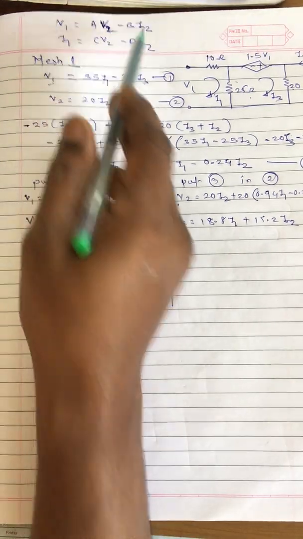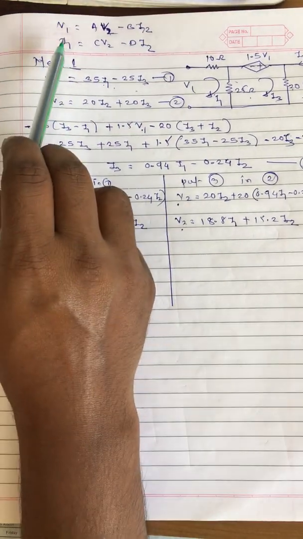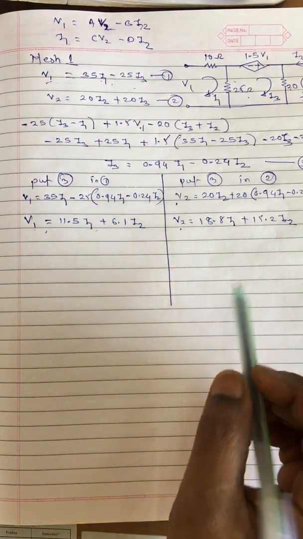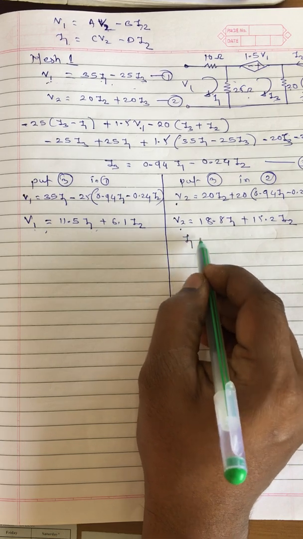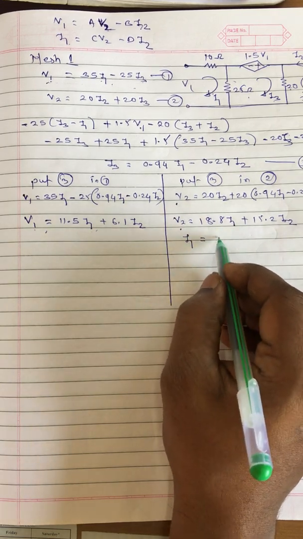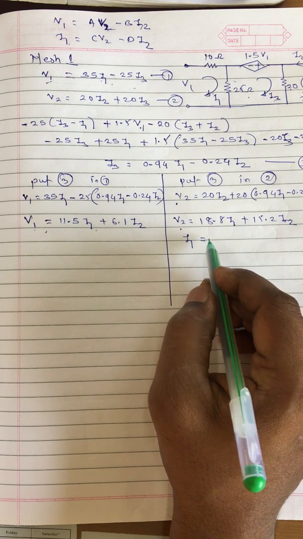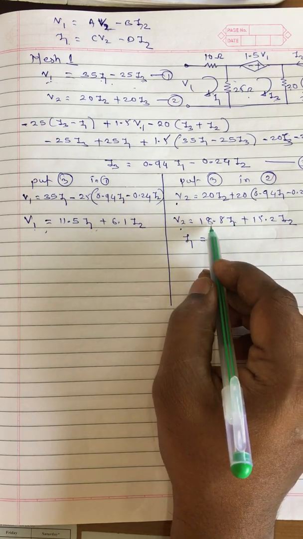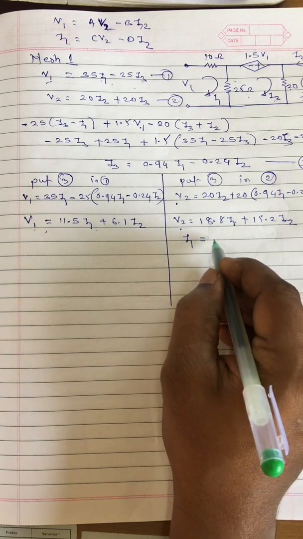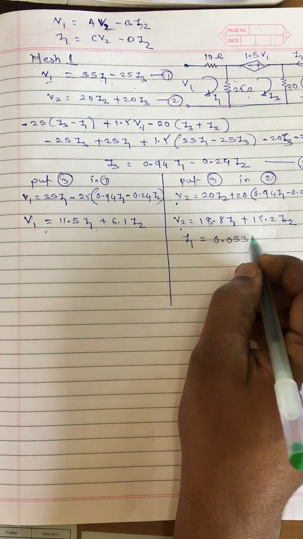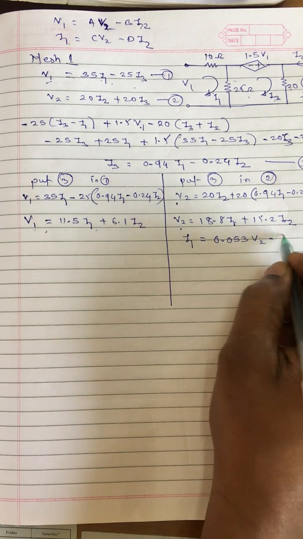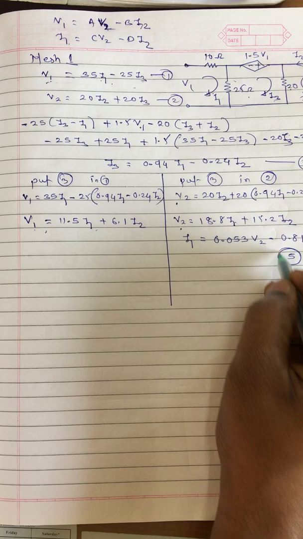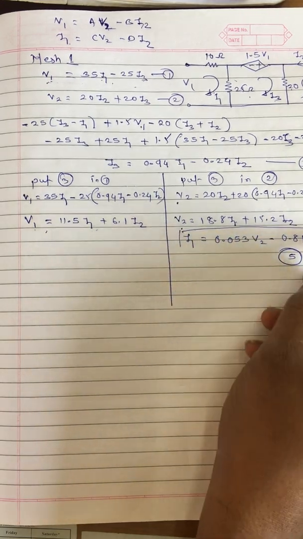So I1 in terms of V2, I2. Yes, we have to rearrange this equation. So let's rearrange. 18.8 I1 equal to V2 minus 15.2 I2, then we will divide by 18.8. So it will become I1 equal to 0.053 V2 minus 0.81 I2. This is equation 5.